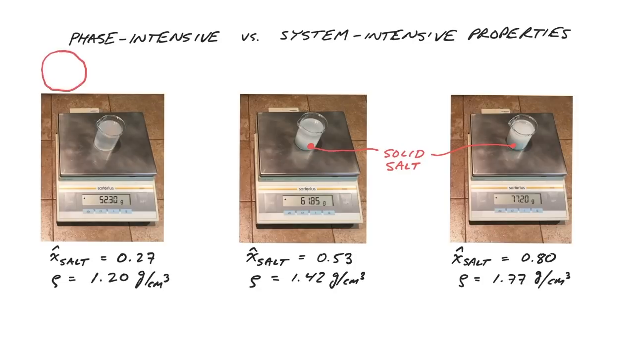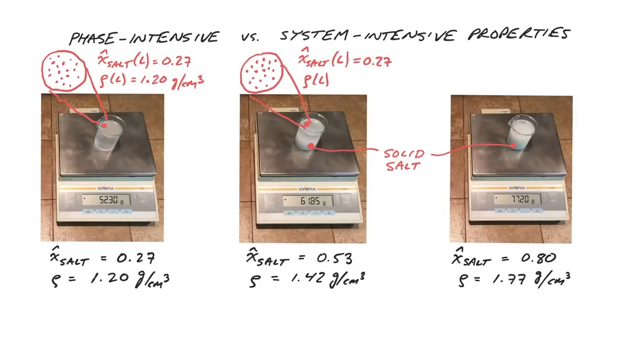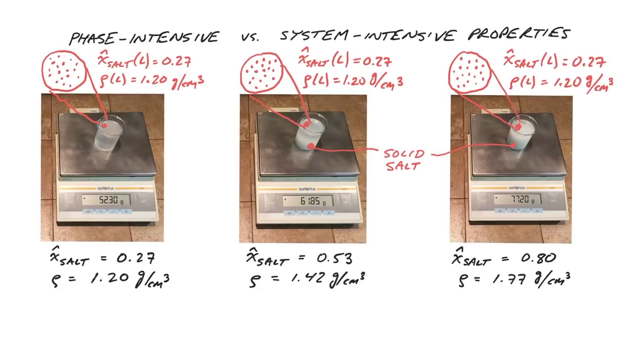However, the local density and salt concentration in the liquid phase itself remain fixed as more salt is added, because it's already saturated. Rather, the shift in the overall intensive properties of the system is caused by a change in the ratio of solid salt to salty water, while the phase-intensive properties of the solid salt and saturated liquid phase remain constant. In other words, changes in the intensive properties of the system as a whole are not associated with any local changes in molecular aggregation within the individual phases.